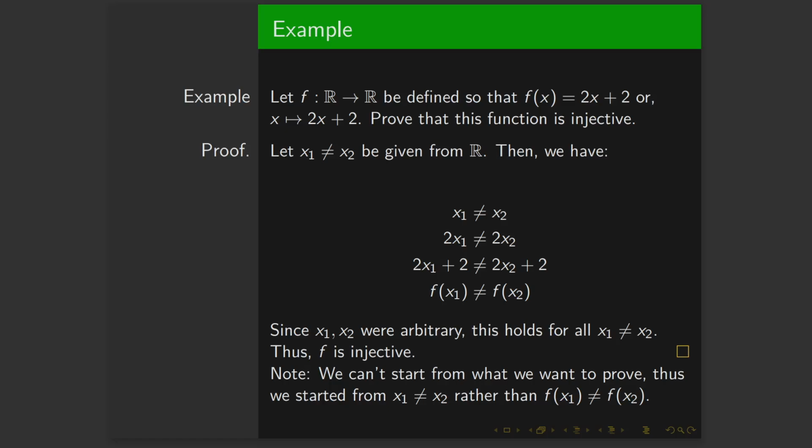And one thing here is that we can't start from what we want to prove. We want to show that f of x1 is not equal to f of x2. So you might be like, oh, if you do it backwards, it's the same thing. No, we want to start with what we're given. So if you're doing your rough work, you might start with f of x1 is not equal to f of x2, but when you do your proof, you need to do it in the forward direction.